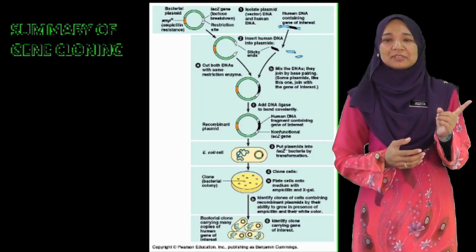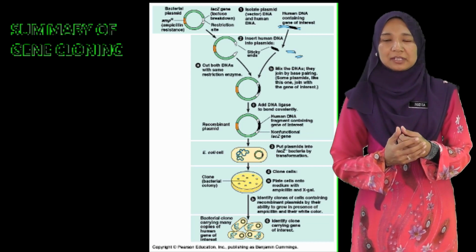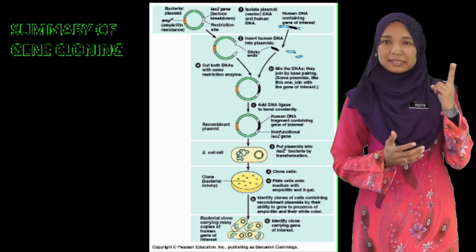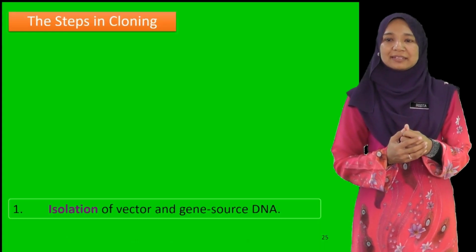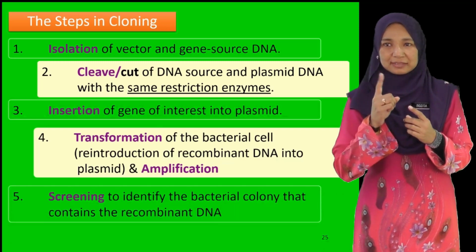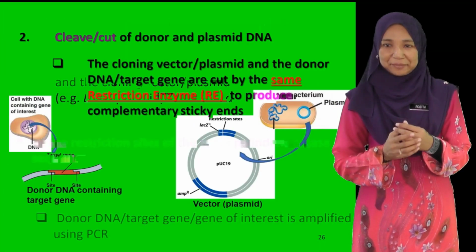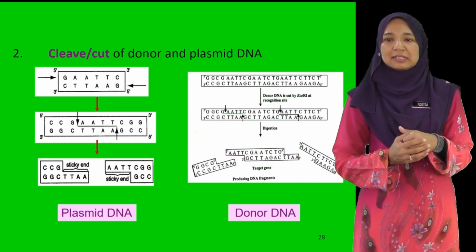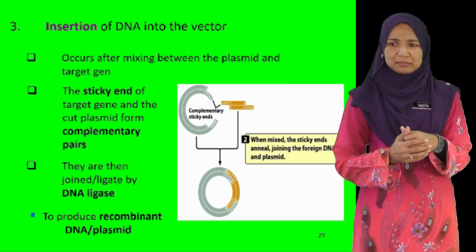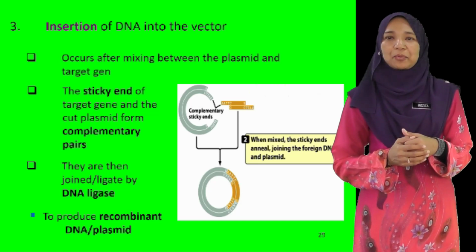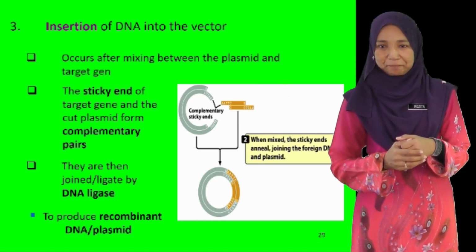First step is isolation of the gene of interest from donor DNA and the plasmid from bacteria. Second, donor DNA is cut twice while the plasmid is cut once by the same restriction enzyme. Third, the gene of interest is inserted into the plasmid and then ligated by DNA ligase, producing recombinant plasmid.